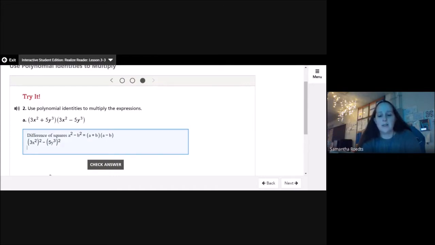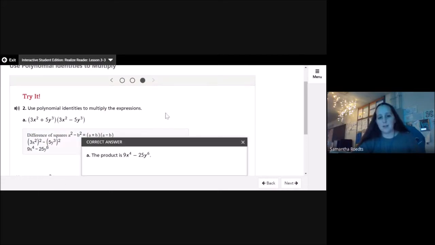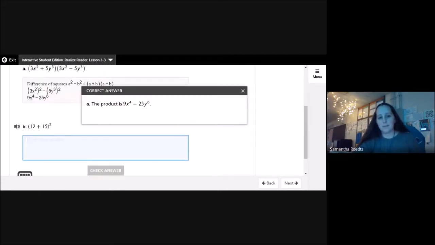Okay, so this gives me 3 squared is 9. 2 times 2 is 4. 5 squared is 25, and then 3 times 2 is 6. So 9x to the fourth minus 25y to the 6th. And then I have 12 plus 15 squared.